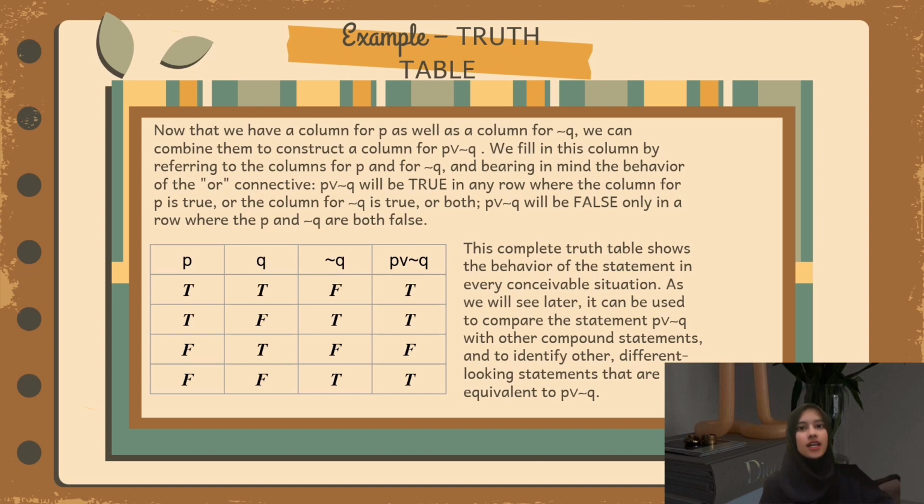As you can see, the complete truth table shows the behavior of the statement in every conceivable situation. As we will see later, it can be used to compare the statement P disjunction negation Q with other compound statements, and to identify other different looking statements that are equivalent to P disjunction negation Q. So P disjunction negation Q will be true, false, true.